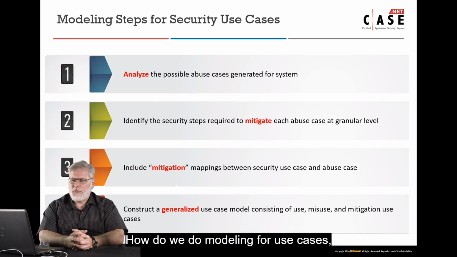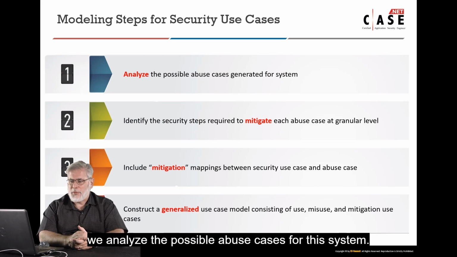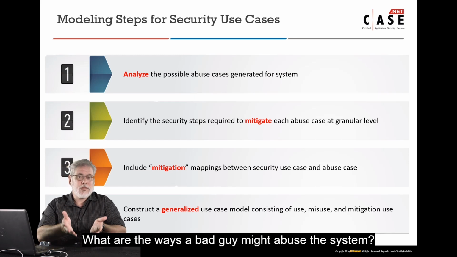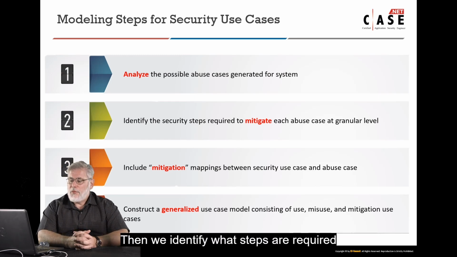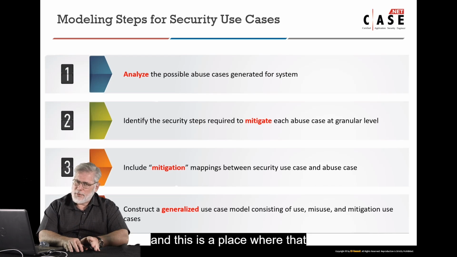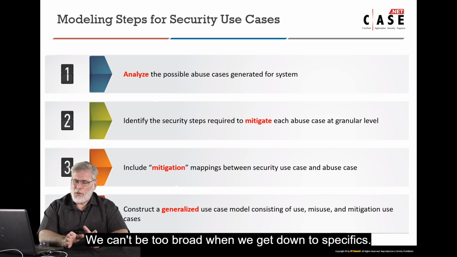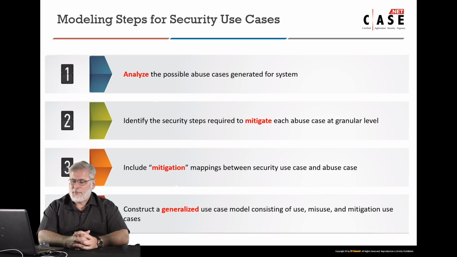How do we do modeling for use cases, for security use cases in particular? First of all, as we said, we analyze the possible abuse cases for this system. What are the ways a bad guy might abuse the system? Then we identify what steps are required to mitigate each and every one of those abuse cases. And this is a place where that granular view is going to be helpful. We can't be too broad. We need to get down to specifics.